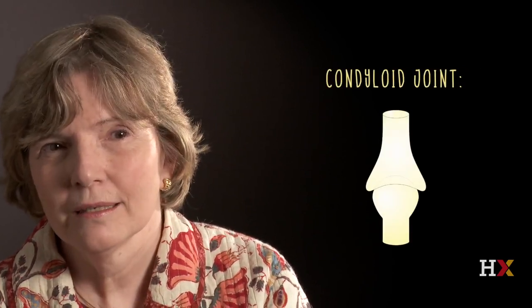Synovial joints are classified according to the shapes of the bones meeting at the joint. This is an example of a plane joint. This is an example of a hinge joint. This is an example of a ball and socket joint. This is an example of a condyloid joint. This is an example of a saddle joint. This is an example of a pivot joint. And we'll look at all of those joints again in more detail as we look at the different musculoskeletal cases.